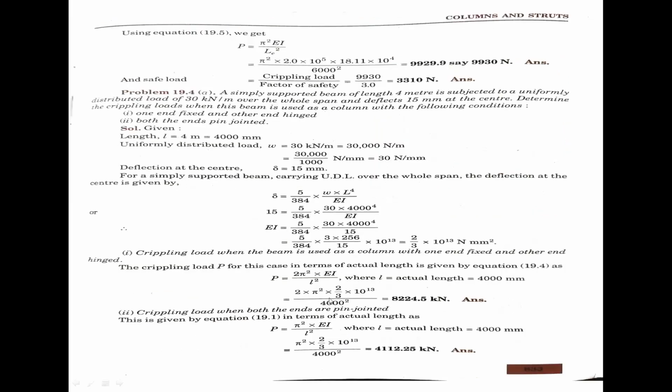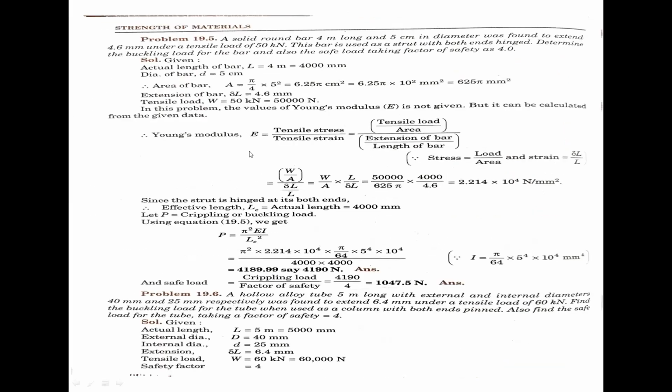A hollow mild steel tube 6 meters long, 4 centimeters internal diameter, 5 mm thick, is used as a strut with both ends hinged. Find the crippling load, safe for taking a factor of safety 3. Take E equal to 2 into 10 to the power of 5. This problem I also explained last class. We have to calculate crippling load and moment of inertia. Next is 19.5.